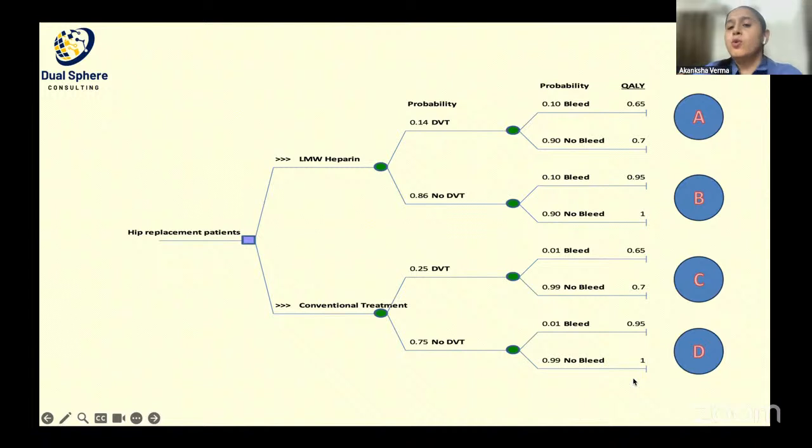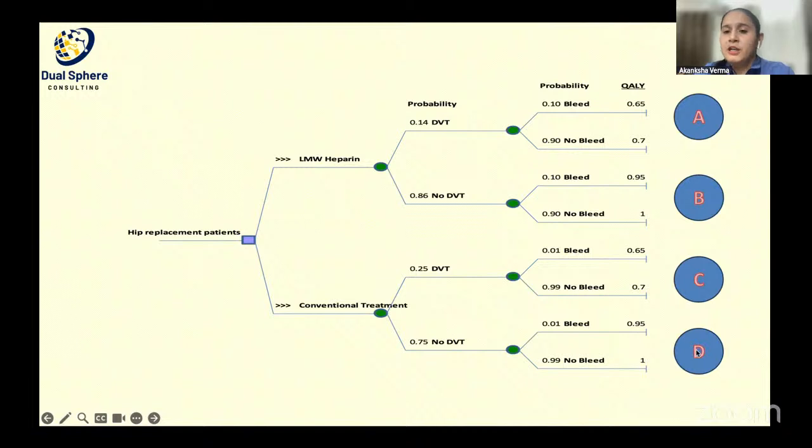So if you broadly see, we have divided into 4 major branches. One with DVT, heparin; heparin with no DVT; conventional treatment having DVT; and conventional treatment without DVT. So A, B, C, and D.